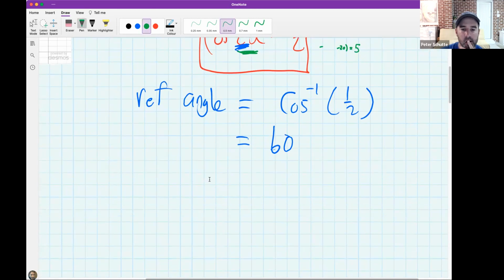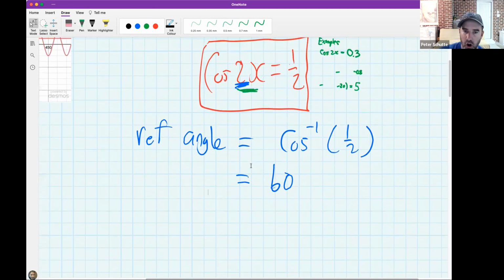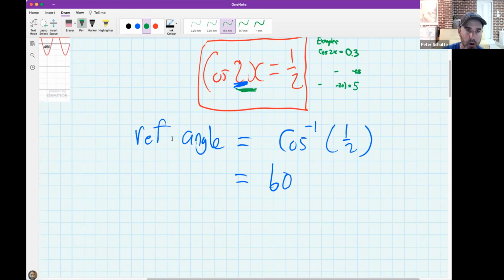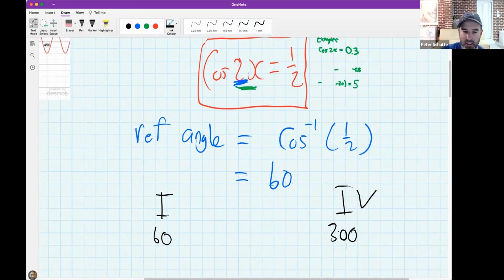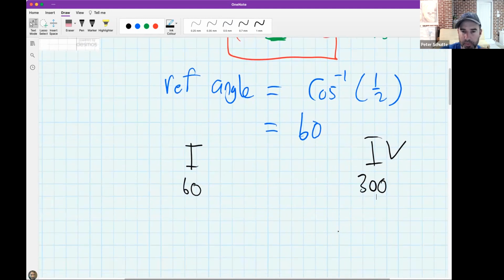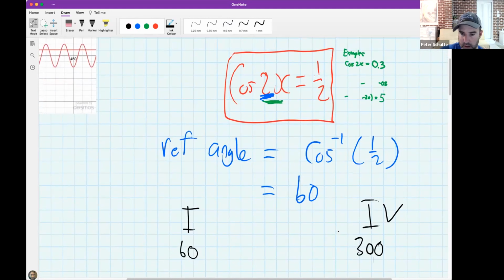Now, what quadrants is cos going to be positive in? It's going to be positive in quadrant number 1 and quadrant number 4. So in quadrant number 1, the answer is going to stay 60. And then in quadrant number 4, it's going to be 360 minus 60, which is 300, essentially. Now you'll notice that I haven't changed anything yet. So how is the change that I'm making such a big deal about meant to come in?